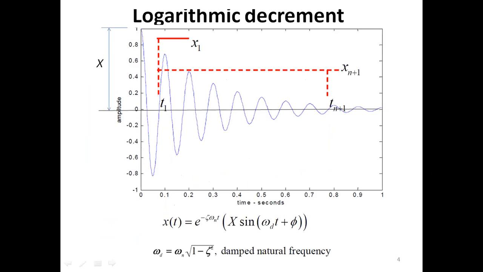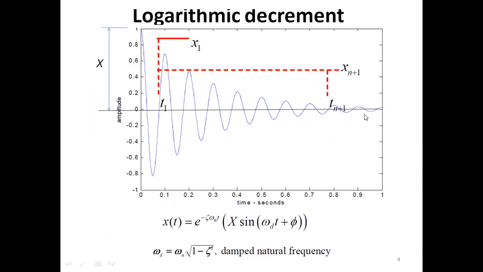So, in order to develop a model with which we could find out the damping ratio, let's say that we have already discussed the mathematical model for this type of motion. We have already developed the response of an underdamped system.